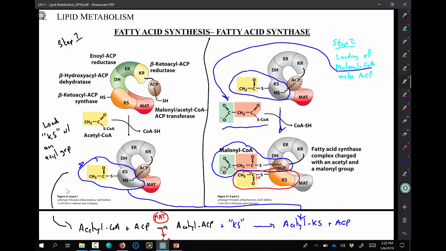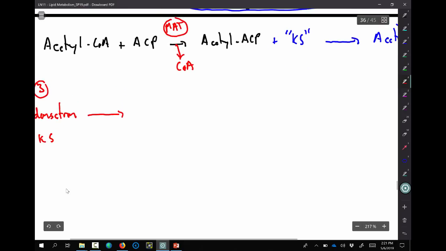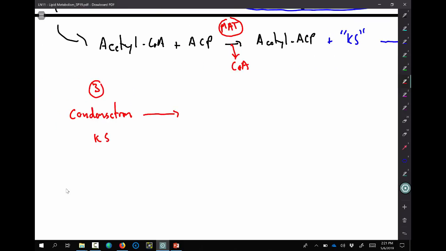Now, I'm going to go ahead and draw the next 4 steps, and just write them out here on this blank slide. The next step after this is what would be considered a condensation step. Step number 3, and this is going to be catalyzed by KS. I will show you the details of that here in a moment. Okay. So that's condensation.